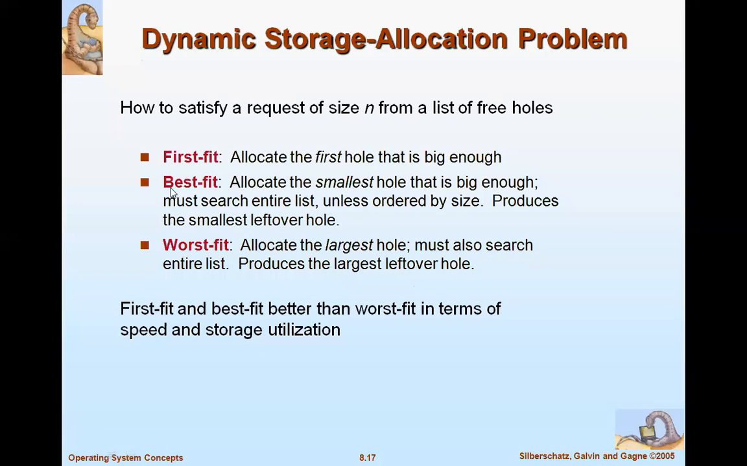The second method is best fit, which allocates the smallest hole that is big enough. That means it finds the smallest hole that meets the requirement. We'll see some examples afterwards. Worst fit allocates the largest hole, irrespective of whether the process really requires the complete size. Suppose you have 1 GB of free space. If a process comes that needs only 1 MB, the entire 1 GB is given to that process, which only requires 1 MB. The space is 1 GB, but you are allocating it all. That's called worst fit. So, first fit and best fit.